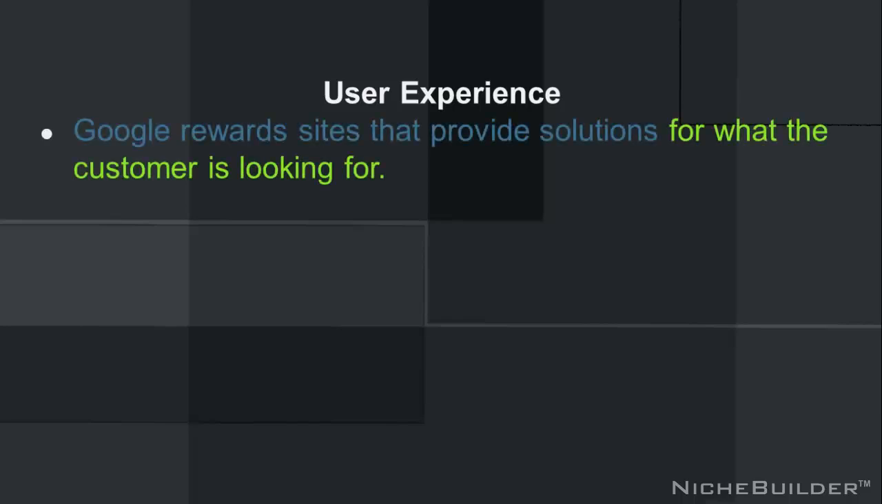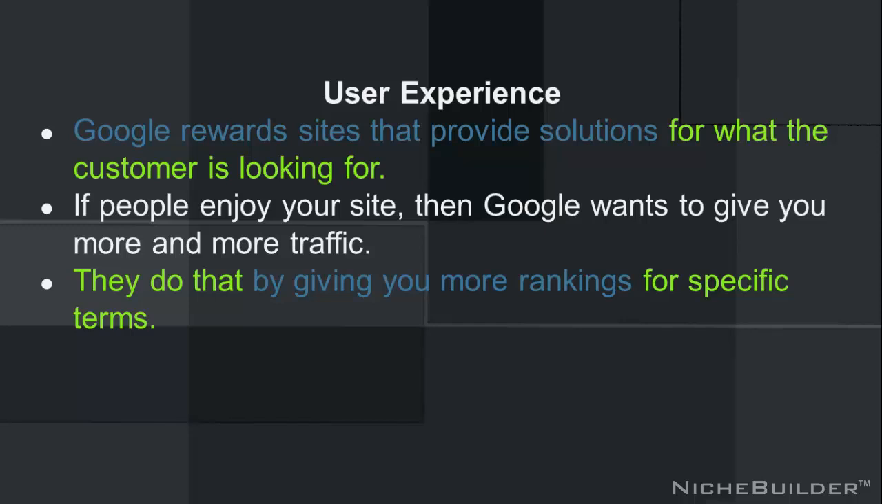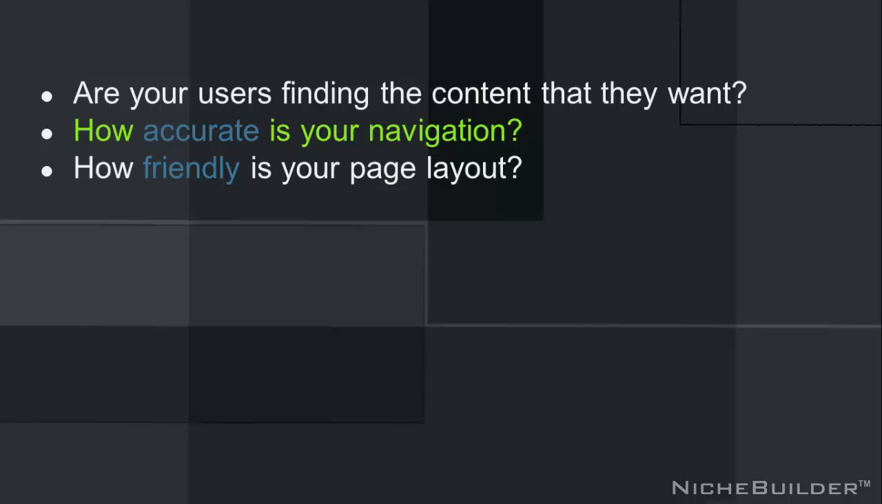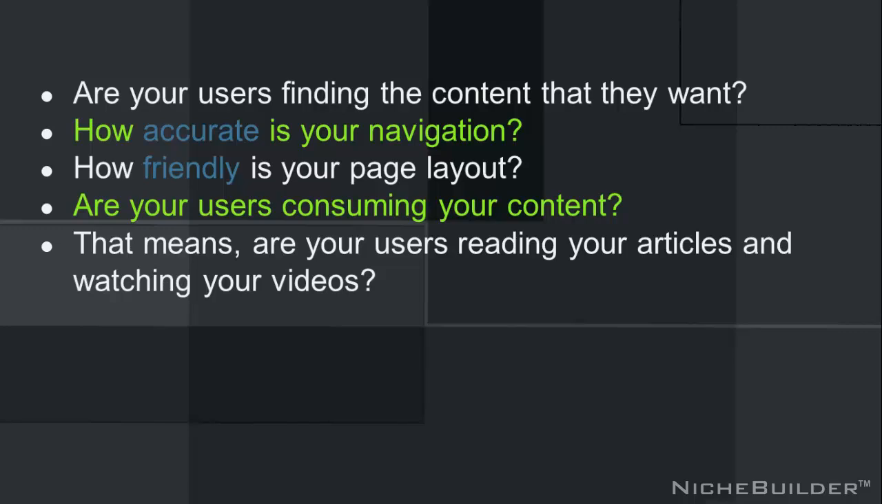User experience. Google rewards sites that provide solutions for what the customer is looking for. If people enjoy your site, then Google wants to give you more and more traffic. And they do that by giving you more rankings for a specific term. Are your users finding the content that they want? How accurate is your navigation? How friendly is your page layout? Are your users consuming your content? That means, are your users reading your articles and watching your videos?